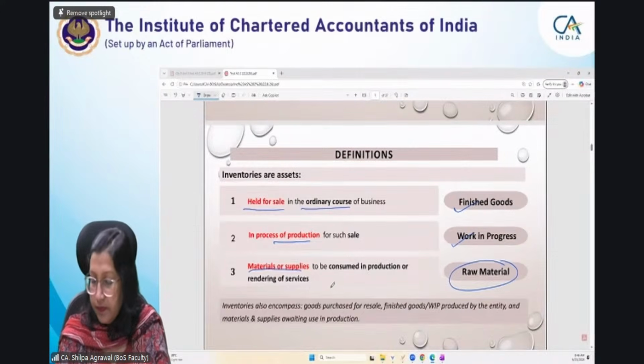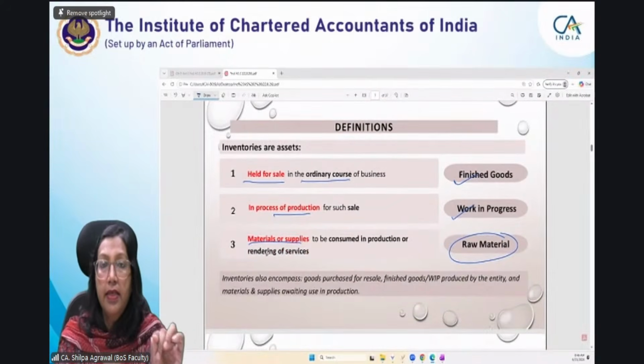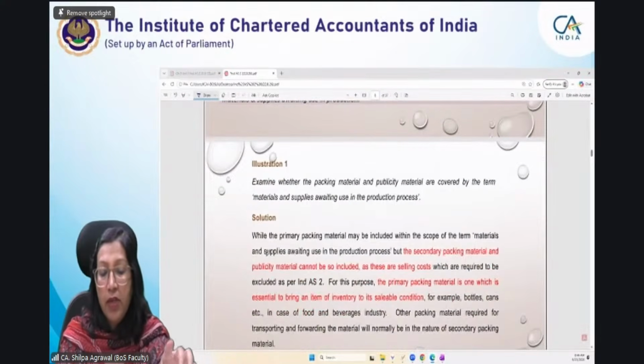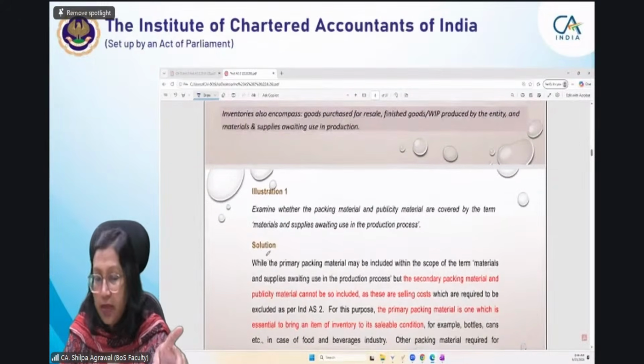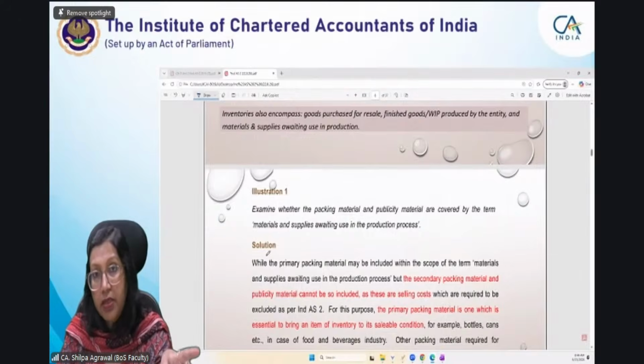Okay, moving to the next part. This standard, Ind AS 2, deals with only three definitions. One is inventories. And before taking the other two definitions, let us go through an example. This is the illustration given in your study material. Whether the packing material and publicity material are covered by the term materials and supplies awaiting use in the production process.